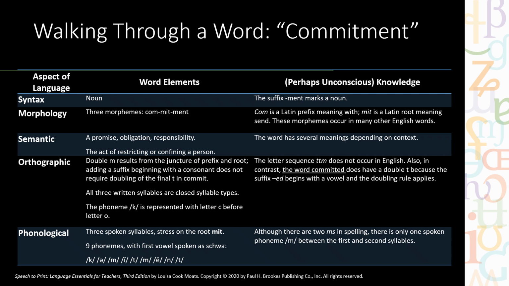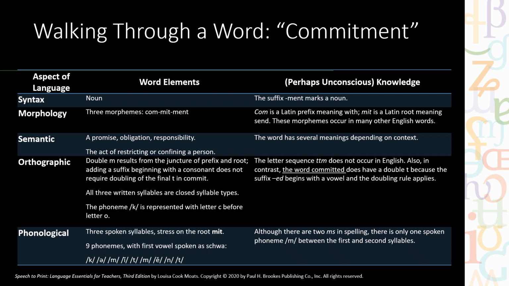Let's pull apart an example of how to walk through a word in terms of all of the aspects of language that can help us understand its spelling and its form, the knowledge that we need to have in order to be able to spell a particular word correctly. And we're going to look at the word commitment. So this word has some systematic rule-based elements and gives us an opportunity to look at a word that has more than one morpheme.